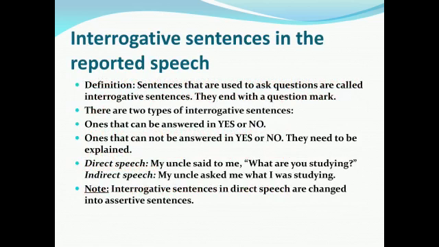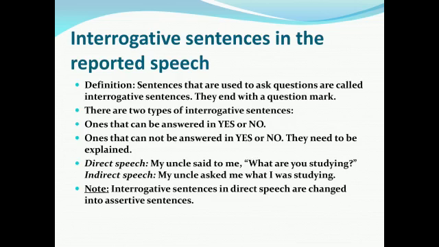Now, what are these interrogative sentences? Let's see that first, children. Sentences that are used to ask questions are called interrogative sentences. They end with a question mark. Now, there are two types of interrogative sentences. Let's understand it very clearly, children. One of them can be answered in yes or no, and the other cannot be answered in yes or no.